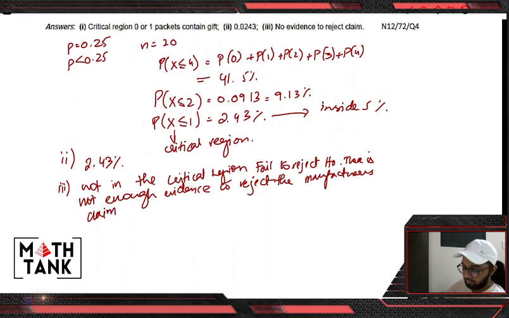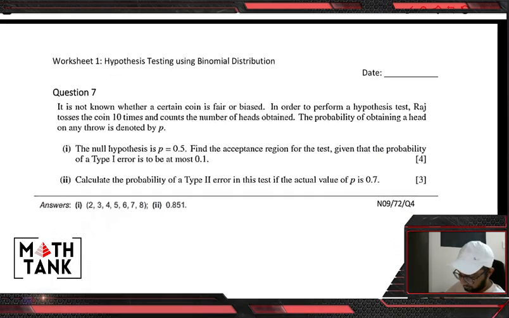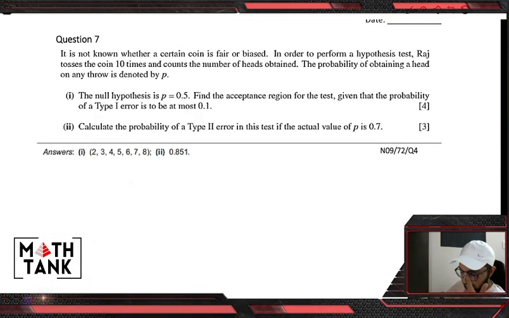Okay, moving on. This says it is not known whether a certain coin is fair or biased. In order to perform a test, Raj tosses the coin 10 times, so n is 10, and counts the number of heads obtained. The probability of obtaining a head on any throw is denoted by P. So the null hypothesis is P is 0.5. Find the acceptance region.